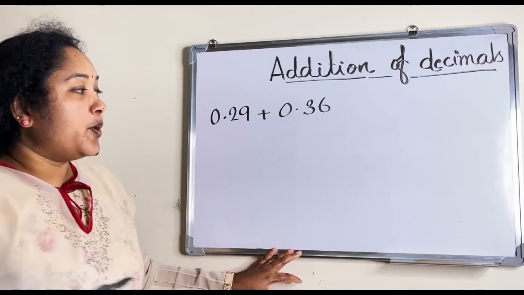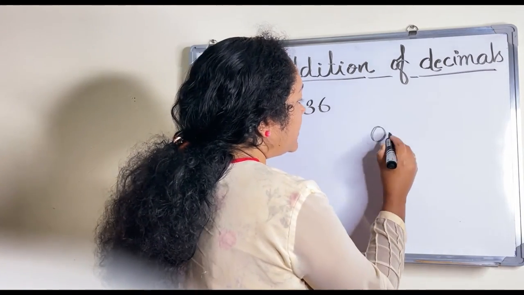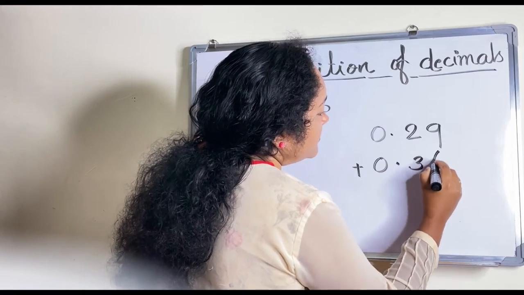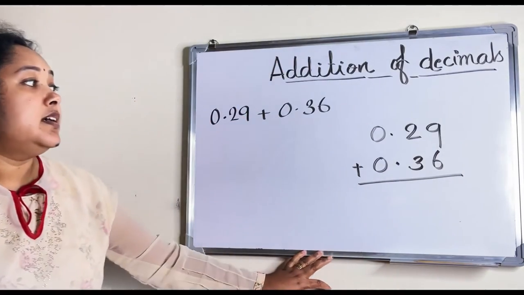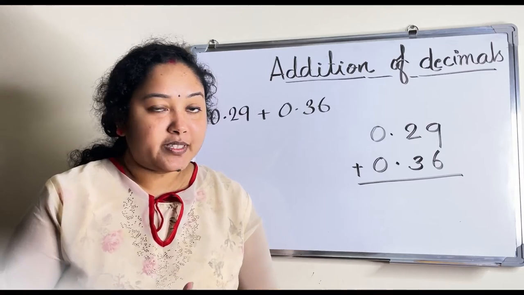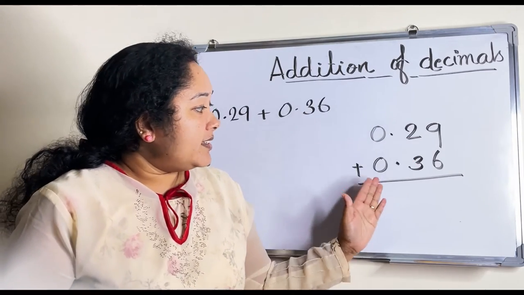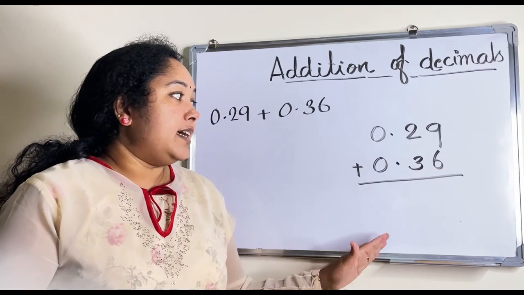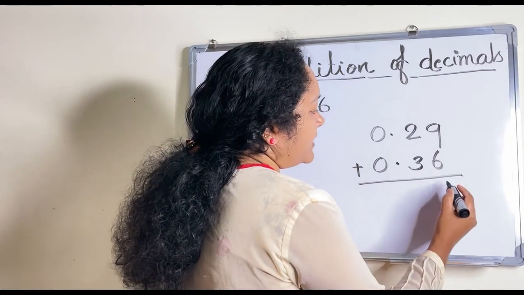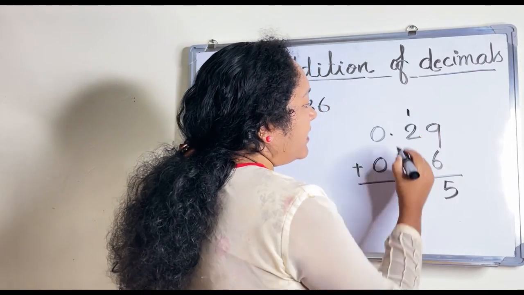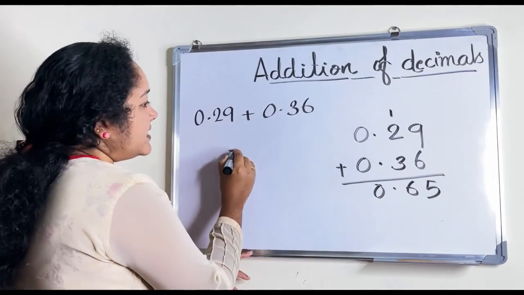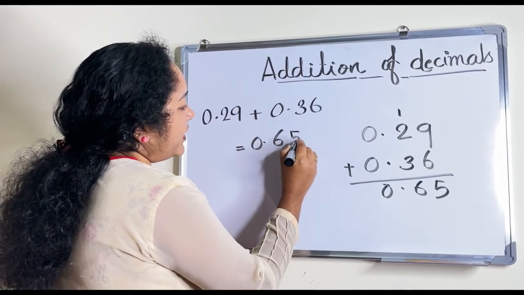0.29 plus 0.36. First we arrange these numbers in column method. The first decimal's fractional part has two place values, that means tenths and hundredths. The second decimal number has the same fractional part. So 9 plus 6 is 15, 2 plus 3 is 5, plus 1, 6. So the answer is 0.65.